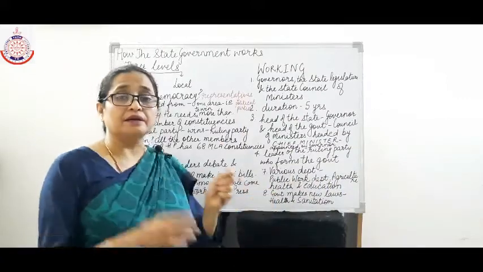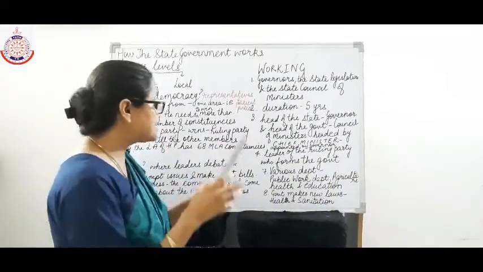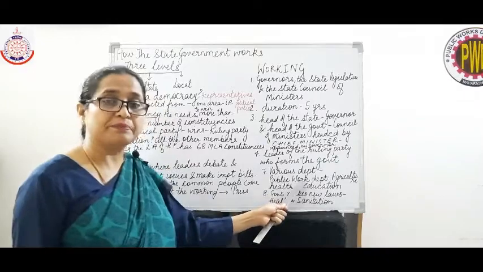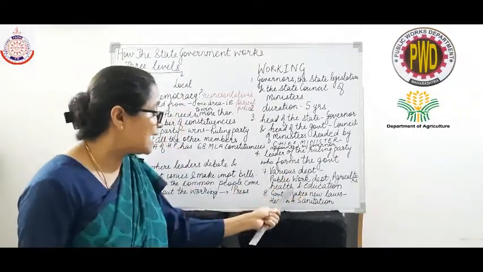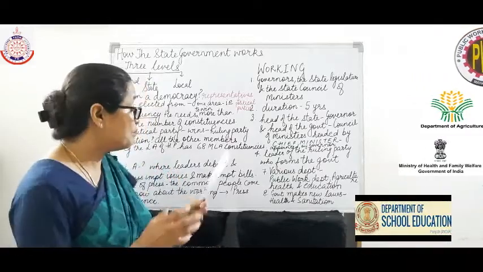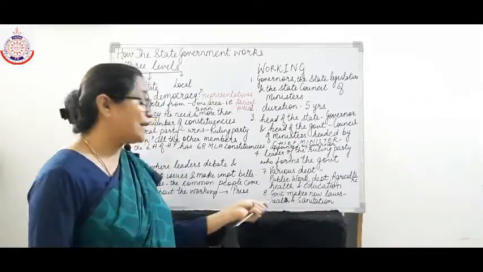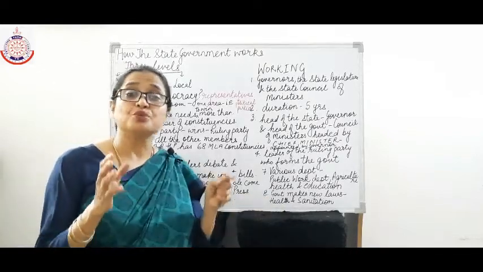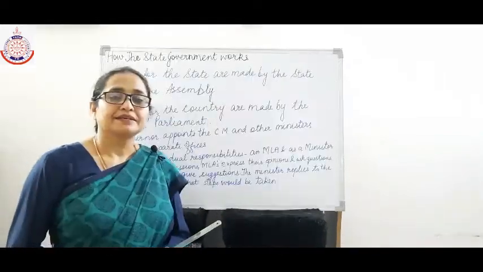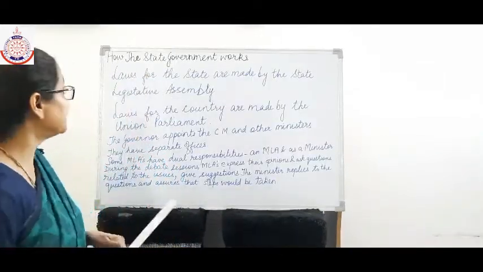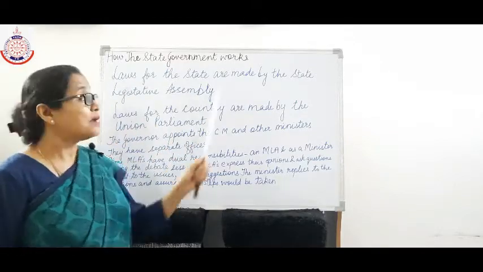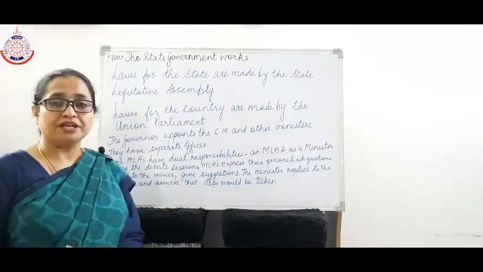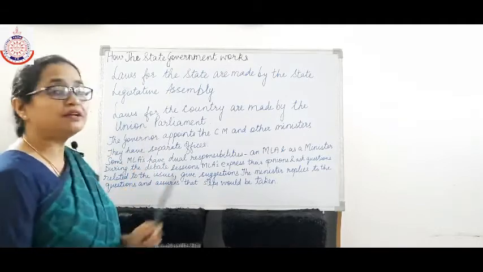Now the next point, an important point: the various departments that come under the state government are the public works department, agriculture, health and education. Most important. And last of all, I would like to tell you that the government makes new laws related to health and sanitation. Now talking about the working of the MLAs, the laws for the state are made by the state legislative assembly. Laws for the country are made by the union parliament.